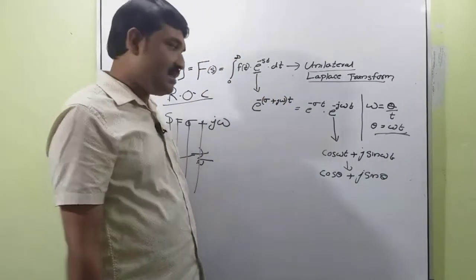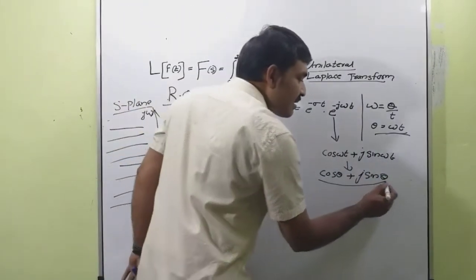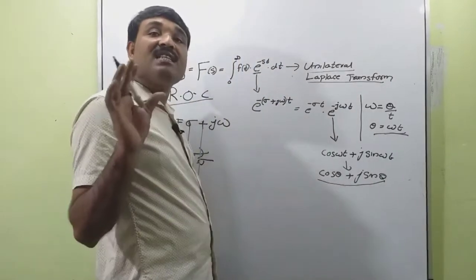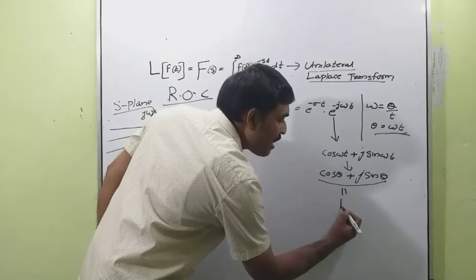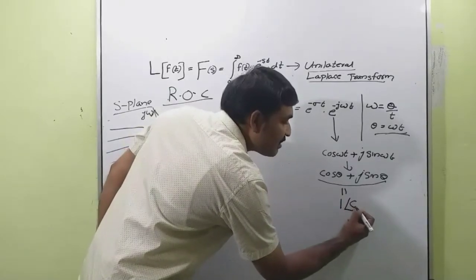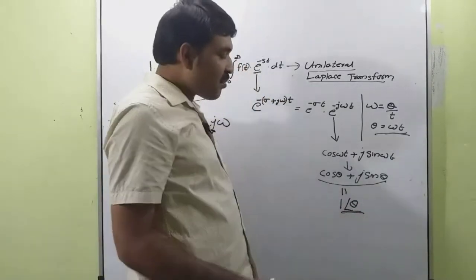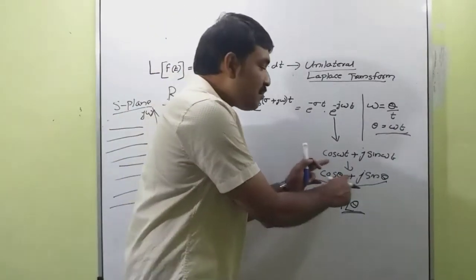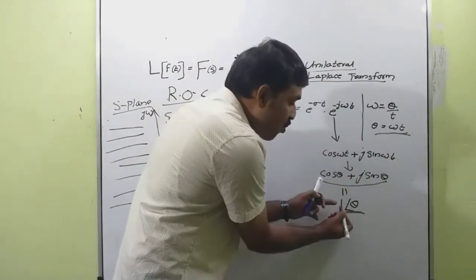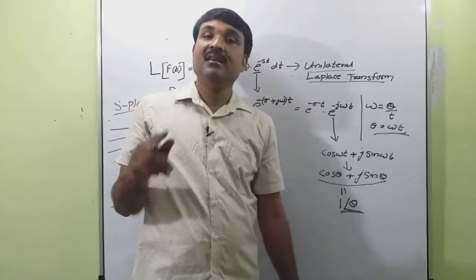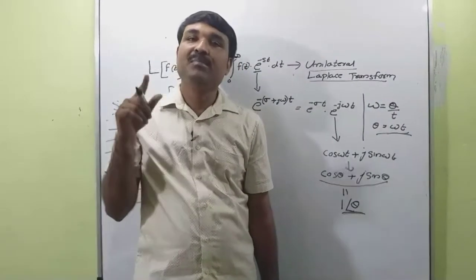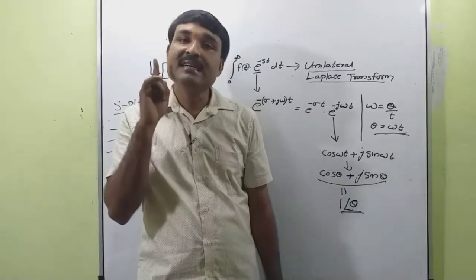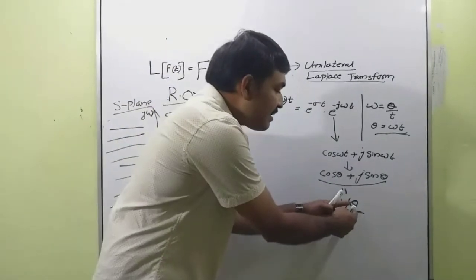That means this can be represented in Phasor form. Phasor having a magnitude equal to 1 at an angle theta. So this is a polar representation of cos theta plus j sin theta, that is equal to 1 at an angle theta. 1 means magnitude. Magnitude is root of cos square theta plus sin square theta, that is equal to 1, and at an angle theta.